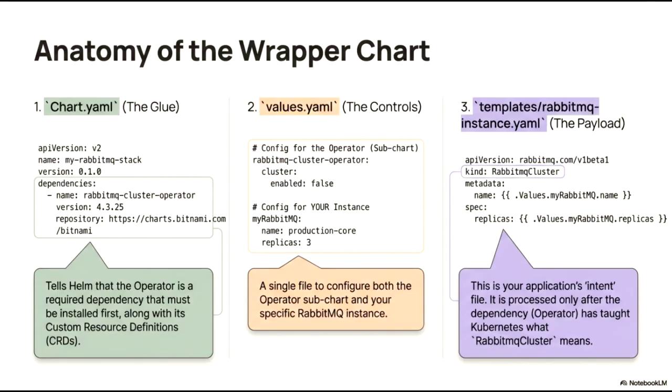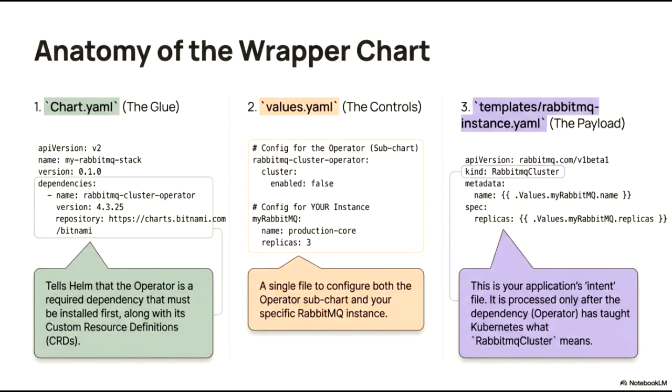Second is values.yaml, known as the controls. This is a single, unified file used to configure both the operator subchart and your specific RabbitMQ instance. It allows you to manage settings for the entire deployment, such as enabling specific cluster features or defining the instance name and replica count, all from one location.